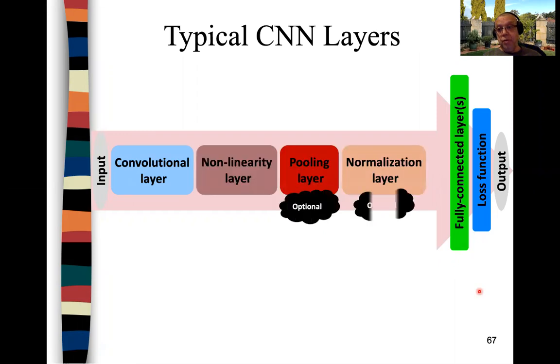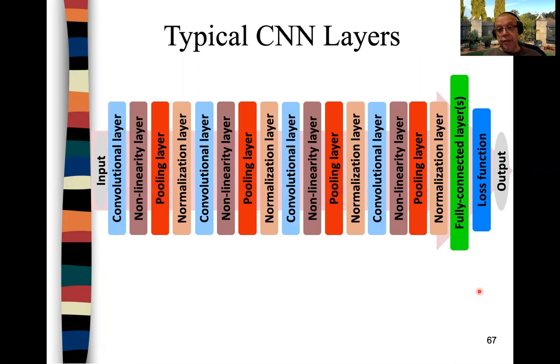Okay, so these are the layers again. And if you remember, we had a convolutional layer, nonlinearity layer, pooling layer, normalization layer, and then another layer of the same kind. And some of these, so normalization, for example, we're going to see it later, is optional.